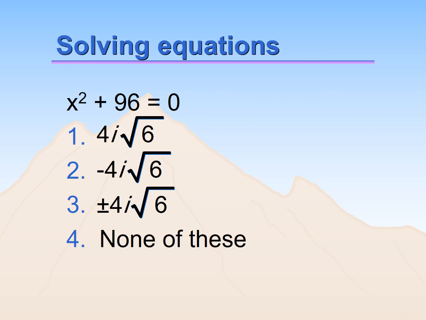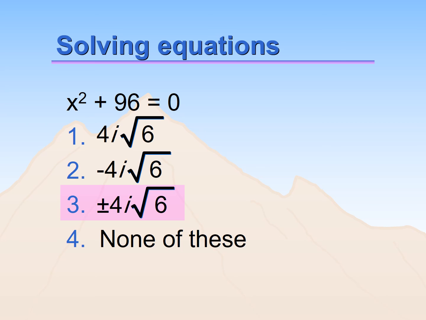Go ahead and try this one now. All right, so this one is plus or minus 4i square root of 6. So you should have subtracted 96 from both sides, and so you would have gotten x squared equals negative 96. And when you take the square root of both sides, that is when you get the plus or minus.